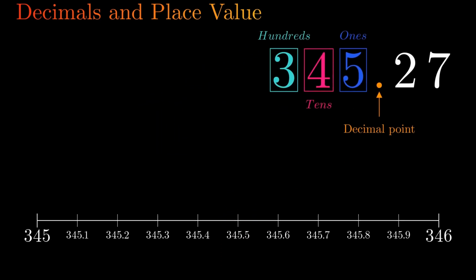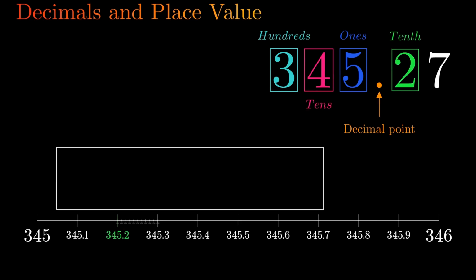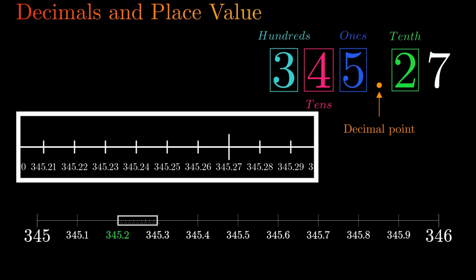We get tenths. It means 2 out of 10 parts of a whole. If we add another digit, like 345.27, we move to the hundredths place. So decimals help us describe little pieces of a whole with ease. Once you move to the right of the decimal point, you enter the world of tenths, hundredths, and smaller parts, making numbers clearer and more exact.